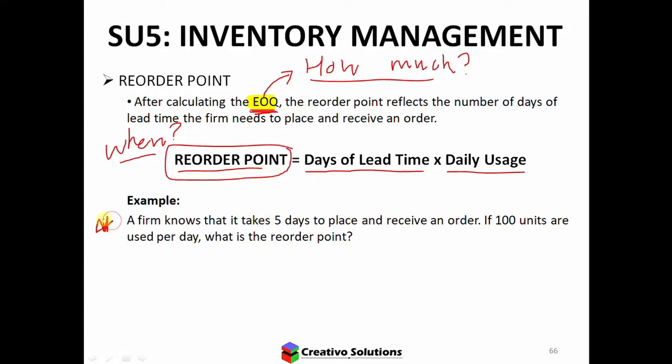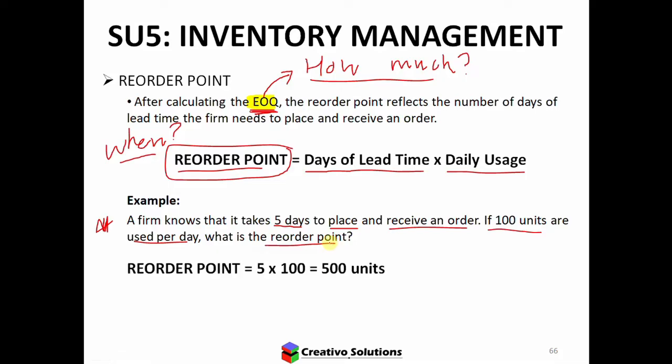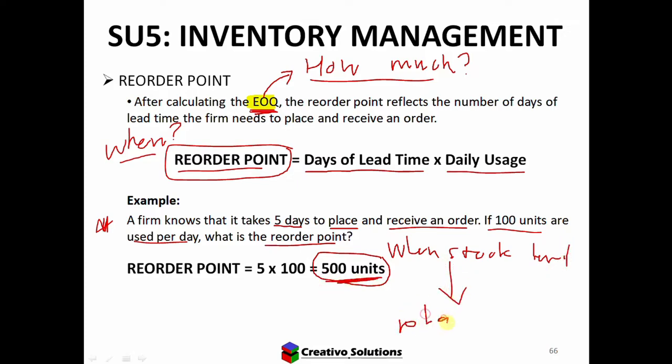Here's a very basic example highlighting the reorder point calculation. A firm knows that it takes 5 days to place an order and to receive the stock. If 100 units are used every day, then what is the reorder point? 500. Exactly. It's easy, hey? What does that mean? This means when stock levels drop to 500 units, then I'm going to place an order at the EOQ quantity. Make sense? Yes.